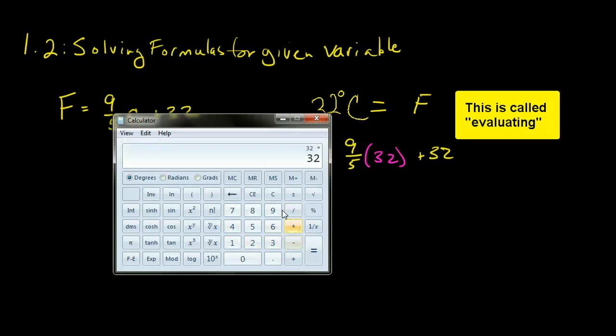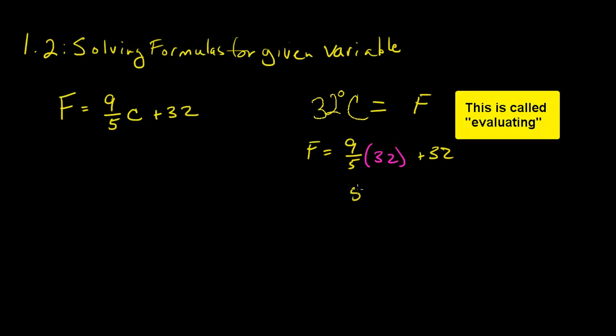So 9/5 of 32 is, let's see, 32 times 9 is 288. We'll divide that by 5, and that's 57.6. So that's 57.6 plus 32. So in Fahrenheit, that would be 89.6 degrees Fahrenheit. And obviously, if this were a human body, this person would be in serious trouble.